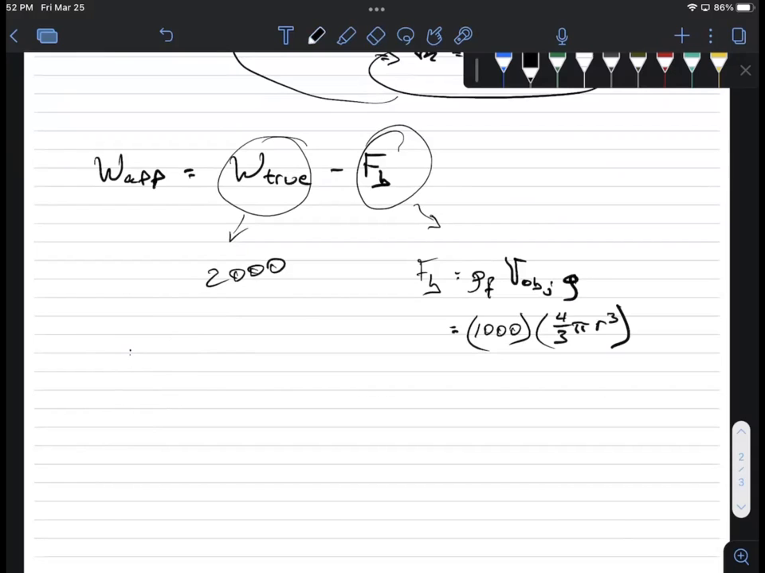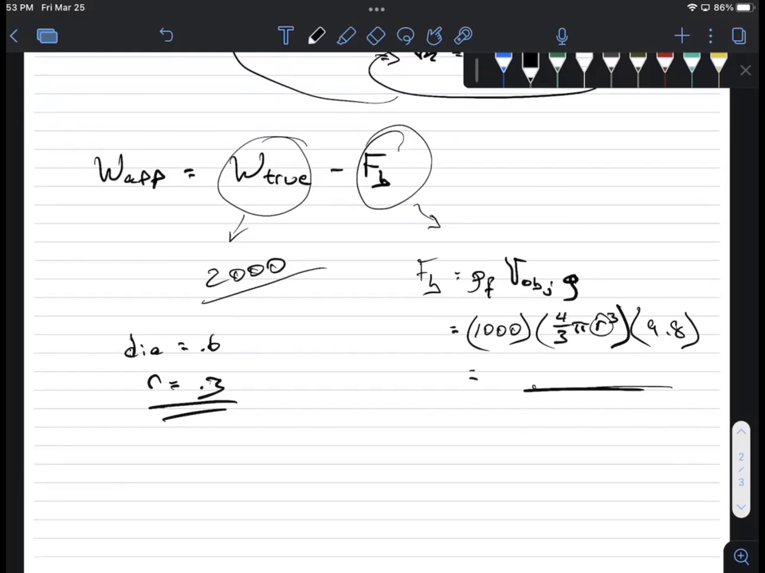Now the problem doesn't give us r, it gives us the diameter. So I'm told diameter is 60 centimeters, so that's 0.6 meters, which means the radius is 0.3. And so this r would be 0.3 rather than 0.6. That's a little trick to make sure people aren't rushing through the question. They know what they're looking at. But that would give us a volume. And then of course, g is just 9.8. And so you'd plug all of that stuff into your calculator and you'd have some buoyant force, some number. Now you have the true weight, now you have the buoyant force, you subtract them, and that would give you your answer.